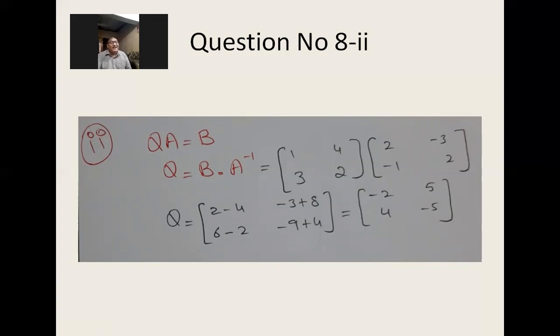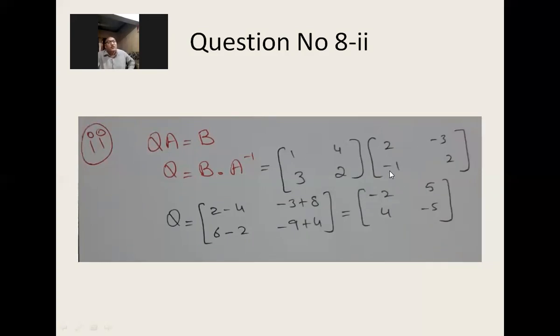So I already know the value of the A inverse. So I will put the values of the B and the A inverse here. So 1, 4, 3, 2, 2, minus 3, minus 1 and 2. These two matrices are multiplied with each other. For multiplication, from here I will take this row, and from here I will take this column.